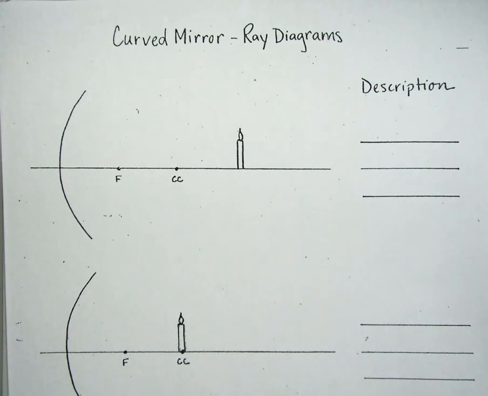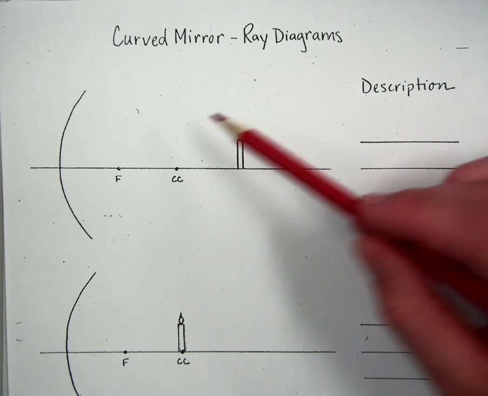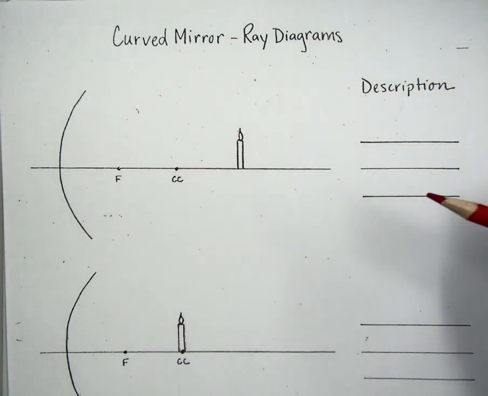Alright, in this video we're going to see how an image forms from an object sitting in front of a curved mirror. We're going to begin with an object. We're using a candle that is sitting in front of a concave mirror. And for each of these we're going to draw 3 rays, and we'll find where those rays converge to form an image.